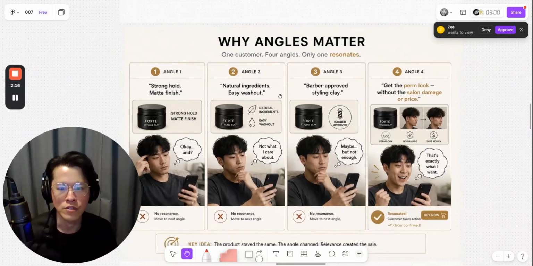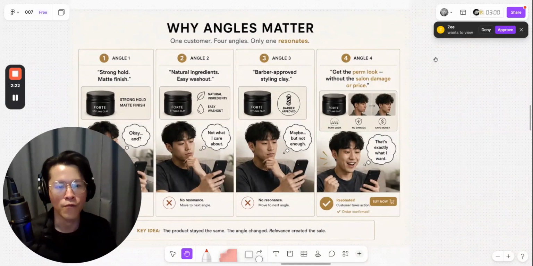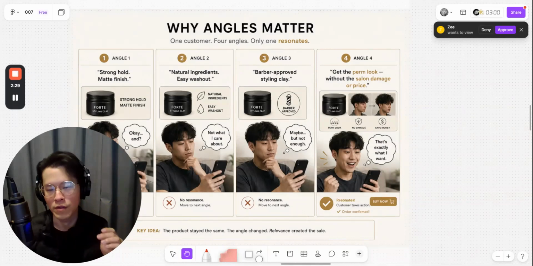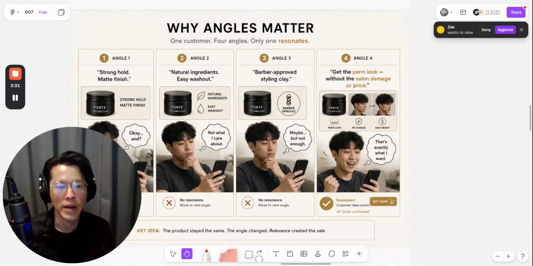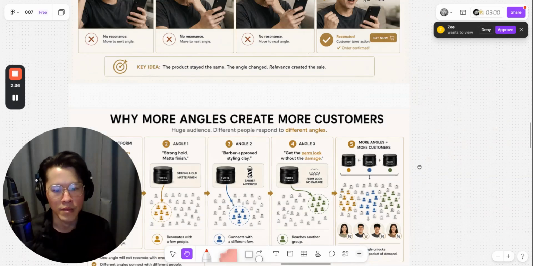And angle number 2, the natural ingredient, easy washout, they might not care. And Barbara approved styling clay, they might not care. But angle number 4, which is you can get the perm look without going to the salon or getting your hair damaged or without the salon pricing. Now, this angle might resonate with them, therefore catch their attention and potentially make the sale.